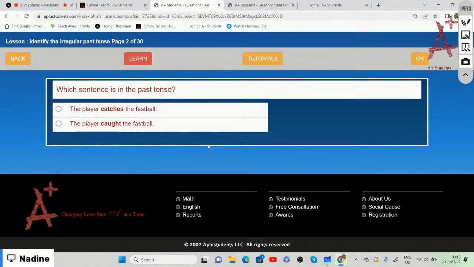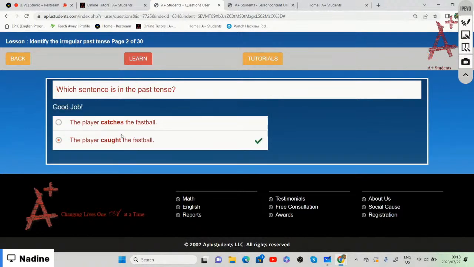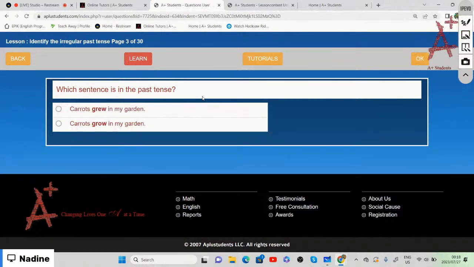All right, so if we were to select the correct sentence that shows the past tense, then we will say caught, right? Because the past tense form of catches is caught, right? All right.